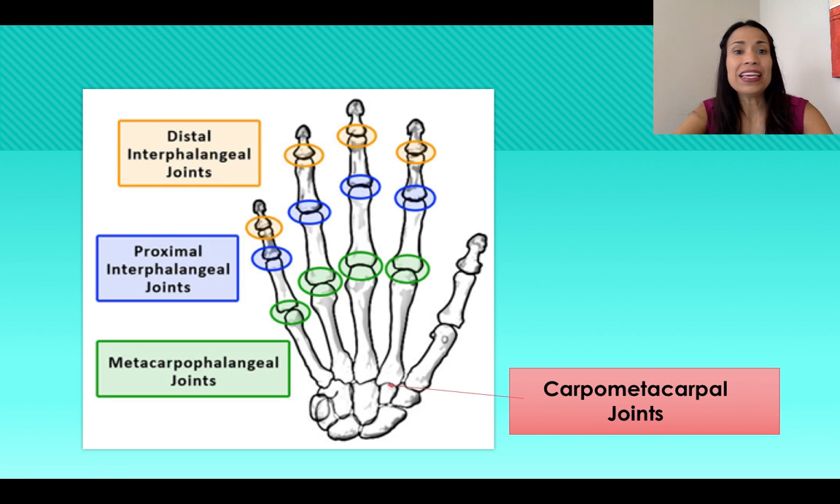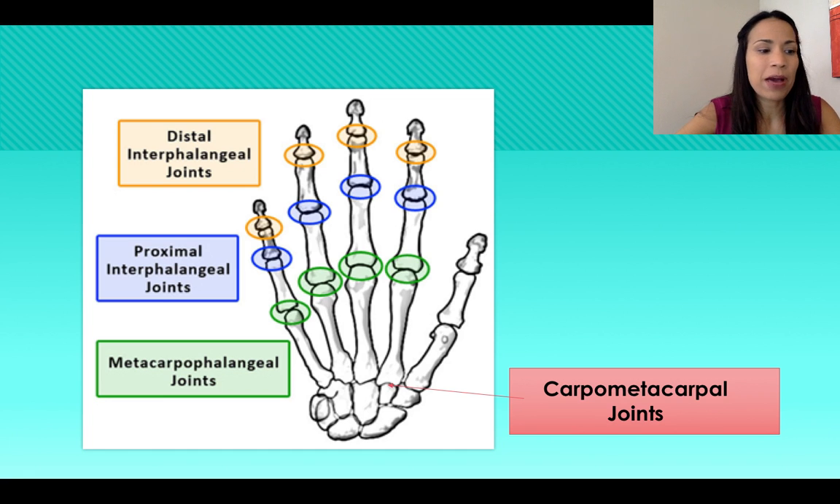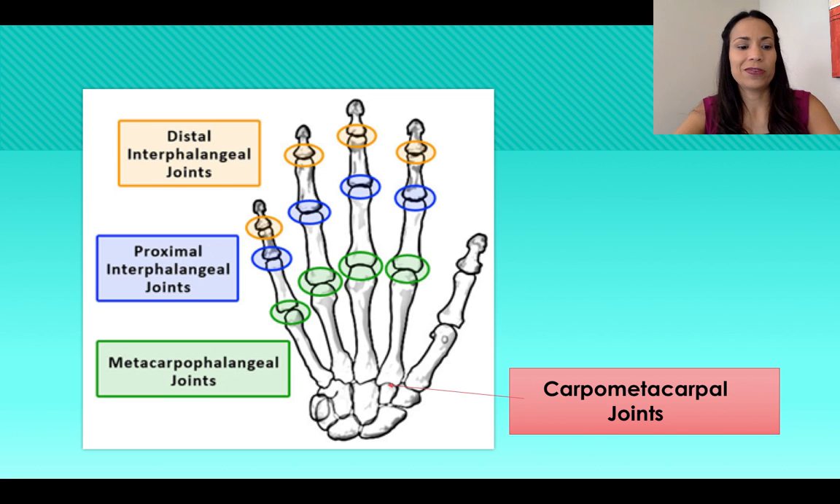Okay, this concludes the first part of the appendicular skeleton. In the next section, next week, we're going to cover the lower limbs, the pelvic girdle, and the joints that we can find in these parts of the skeleton.